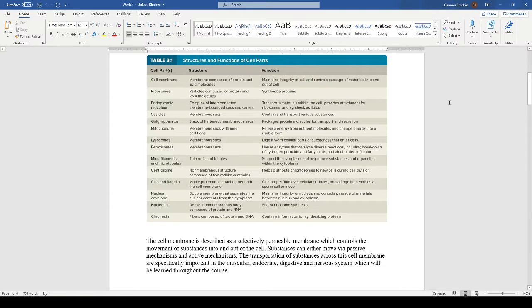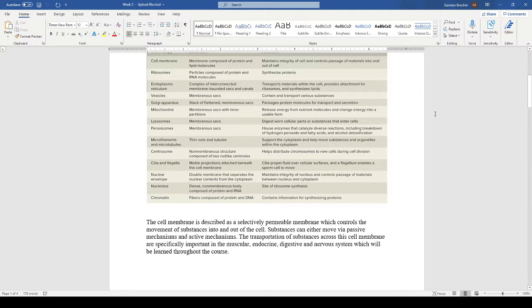What else? Some of the other big ones. There's microfilaments and microtubules. So we see those two things being used to help move substances and organelles around the cytoplasm. You can think about them as almost like muscles within the cell. In fact, microfilaments and microtubules play a major role in how our actual muscles function as well.